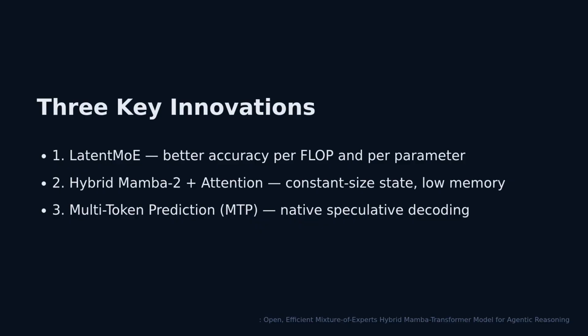How is this possible? Three architectural innovations work together. First, latent MoE, a novel sparse expert design that improves accuracy per parameter and per compute operation. Second, a hybrid interleaving of Mamba 2 blocks with sparse attention, which slashes memory overhead during generation. Third, multi-token prediction layers that enable native speculative decoding, accelerating inference without a separate draft model.